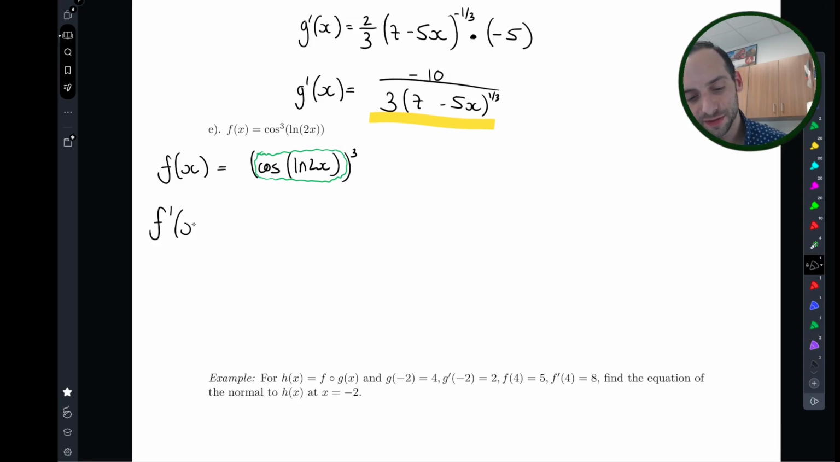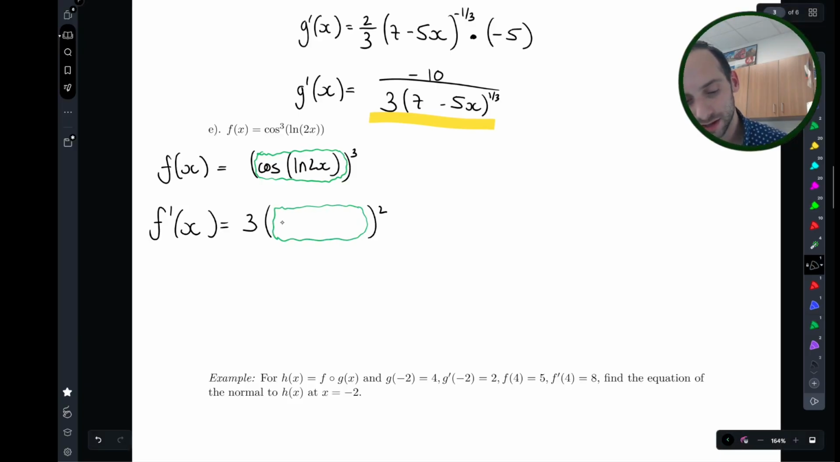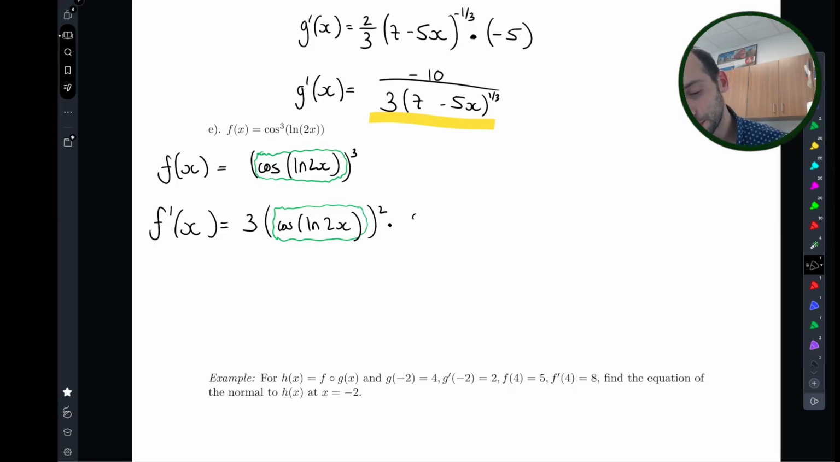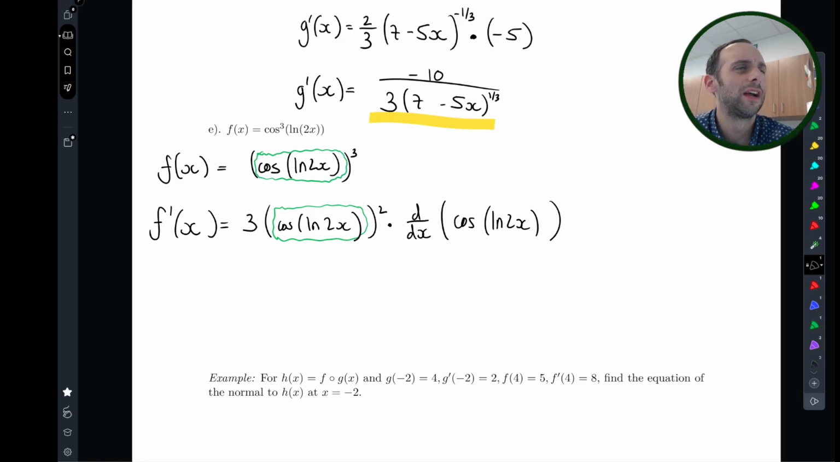And now to get the derivative of f of x, we start peeling layers off the onion. Okay? So we start with our first glob of that cosine ln 2x function. We drag the 3 in front, we drop the power down, and then we leave the glob on the inside here alone. So we leave that cosine ln 2x alone, knowing that we still have to multiply by, and I'll use the operator notation here, d dx, we still need to multiply by the derivative of cosine ln 2x. Okay? So essentially, I peeled the cubing layer off at this point.